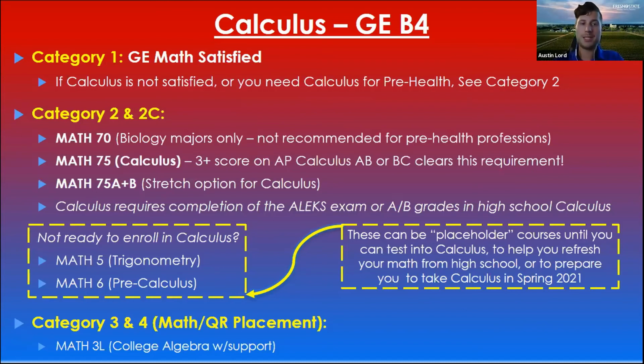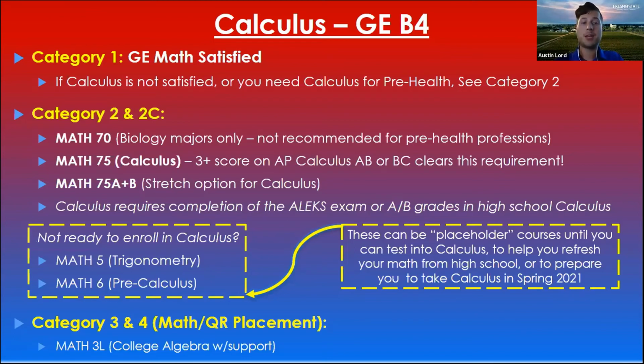The first one is only for biology majors, and it's really only for biology majors who don't want to do some sort of pre-professional program. They typically don't like this class, this Math 70. It is called Calculus for Life Sciences. It is a very brief overview of all types of calculus and math material that you might use in a life science career, not including pre-professional stuff. So it is just a very broad stroke of a math class. Again, not hugely recommended.